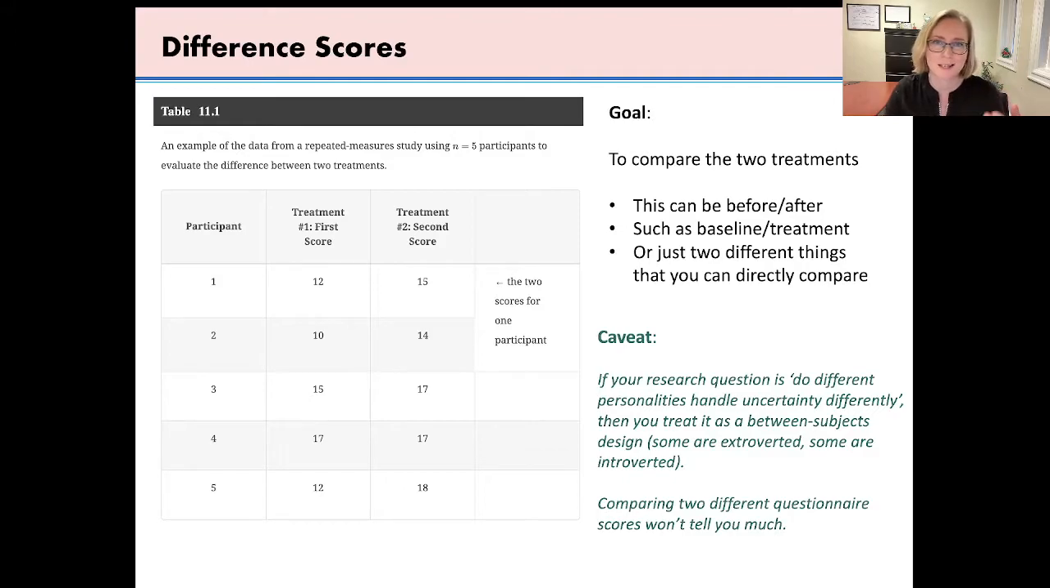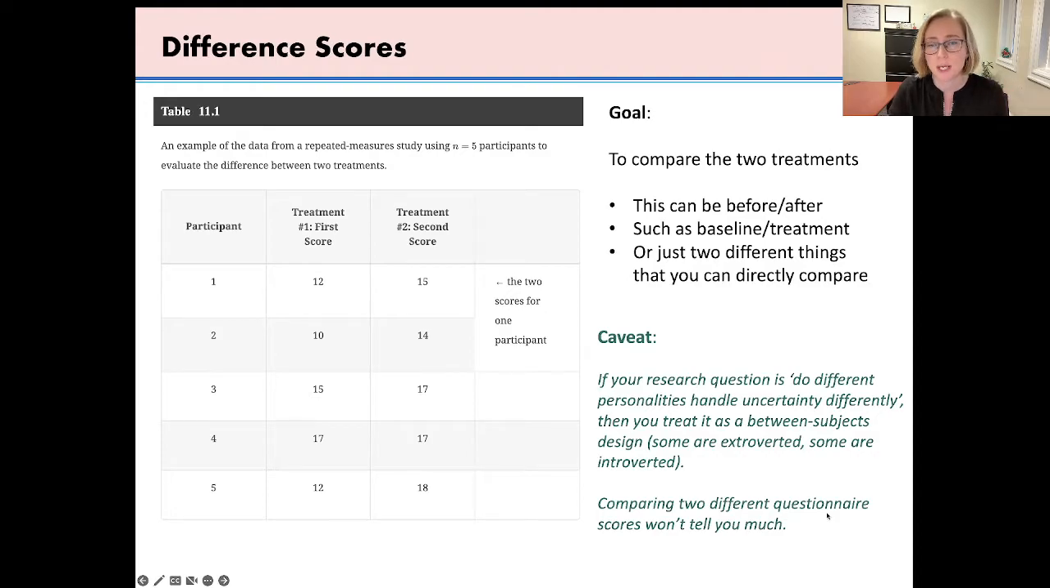So we can't test someone twice, like we can't treat someone as a low neuroticism and high neuroticism. So it has to be treated as a between subjects design, right? Either you're extroverted or introverted, high neuroticism, low neuroticism. And like I mentioned, you can't compare two different questionnaires.